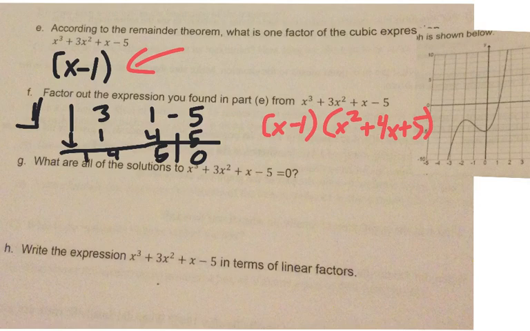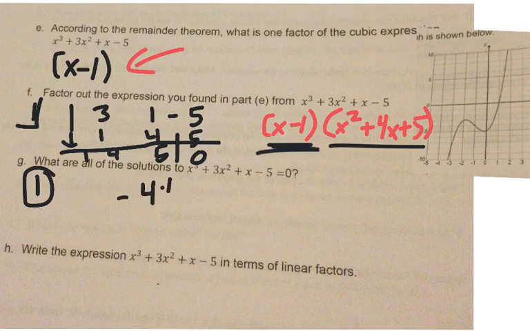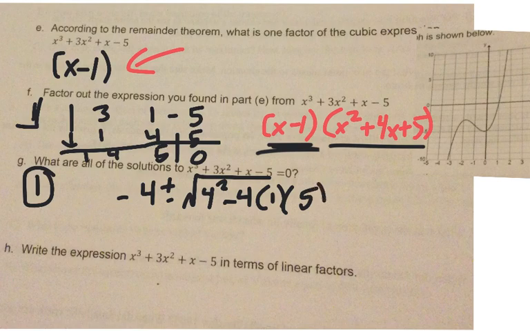And that's what we're going to do for part G. To find the solutions, again, I know this gives a root at 1. And then to find the other 2 roots, I'm going to use the quadratic formula. It's going to be negative b plus or minus the square root of b squared minus 4 times a times c, all over 2 times a.